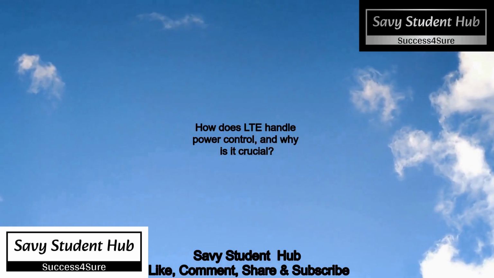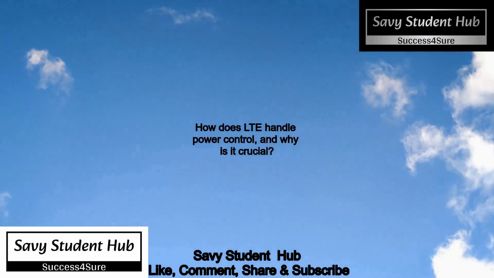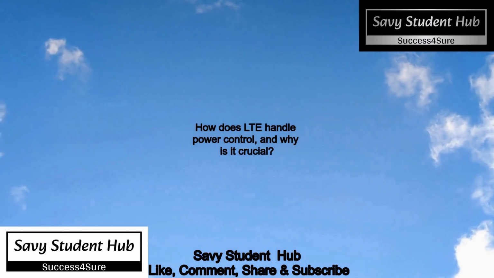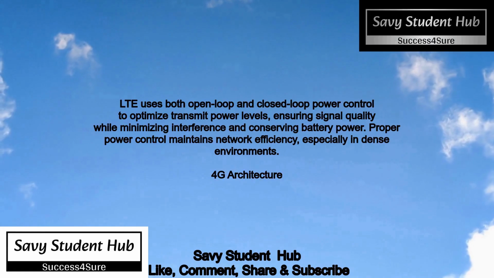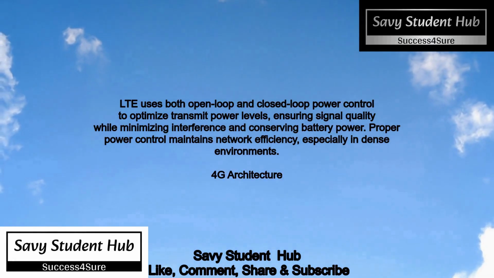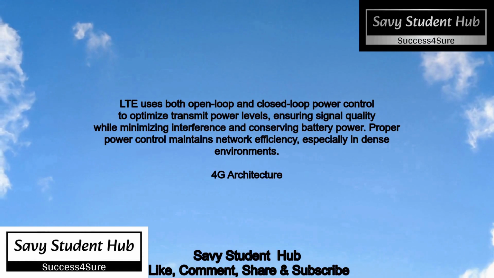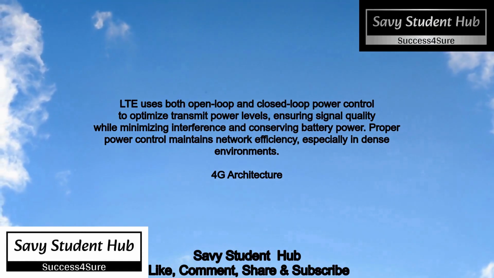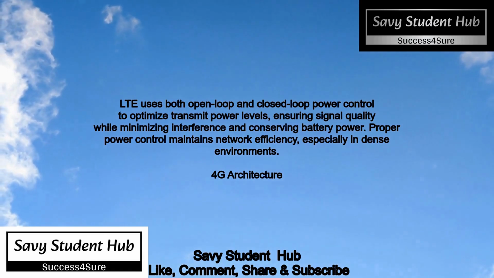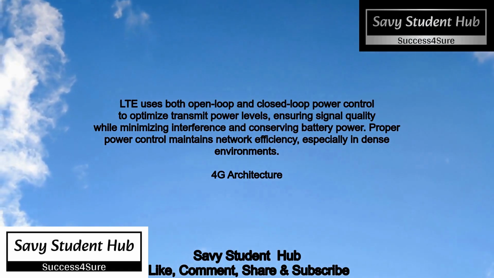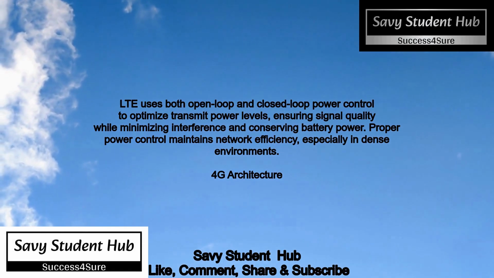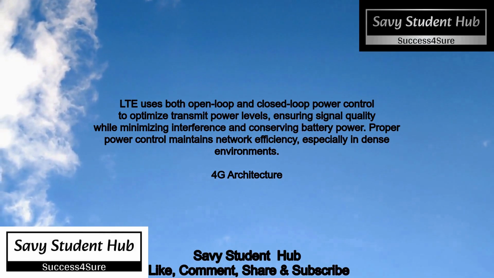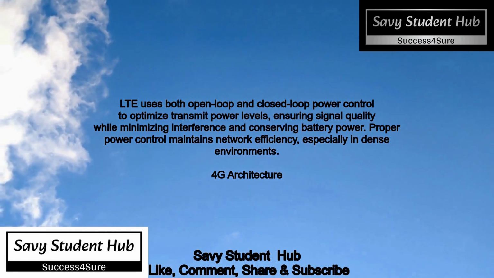How does LTE handle power control, and why is it crucial? LTE uses both open-loop and closed-loop power control to optimize transmit power levels, ensuring signal quality while minimizing interference and conserving battery power. Proper power control maintains network efficiency, especially in dense environments.